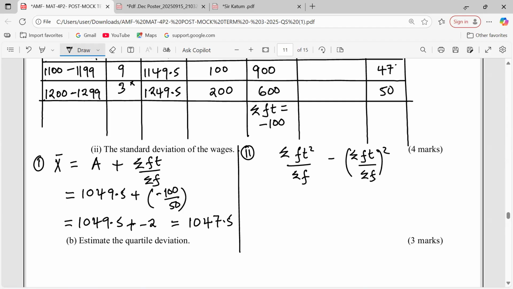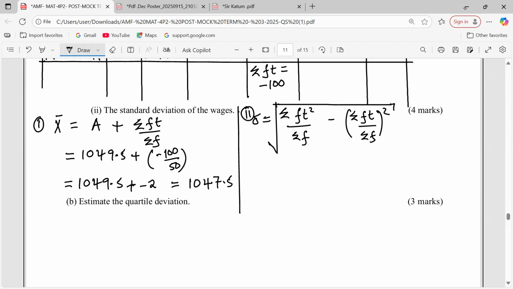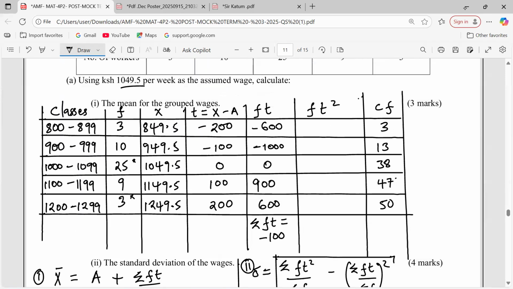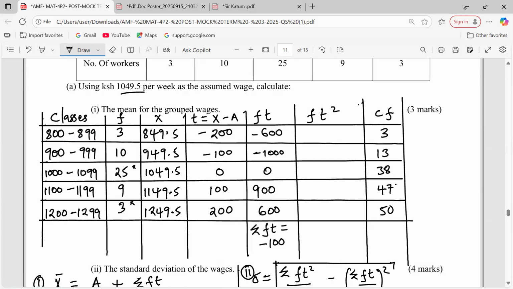Now we need this and also its square root at the same time. So this is variance, but to get standard deviation, we have to proceed to the square root of this. This is what will give us the standard deviation. Therefore, we can get f t squared, so f multiplied by each t squared. If it's 3, it should multiply negative 200 squared.